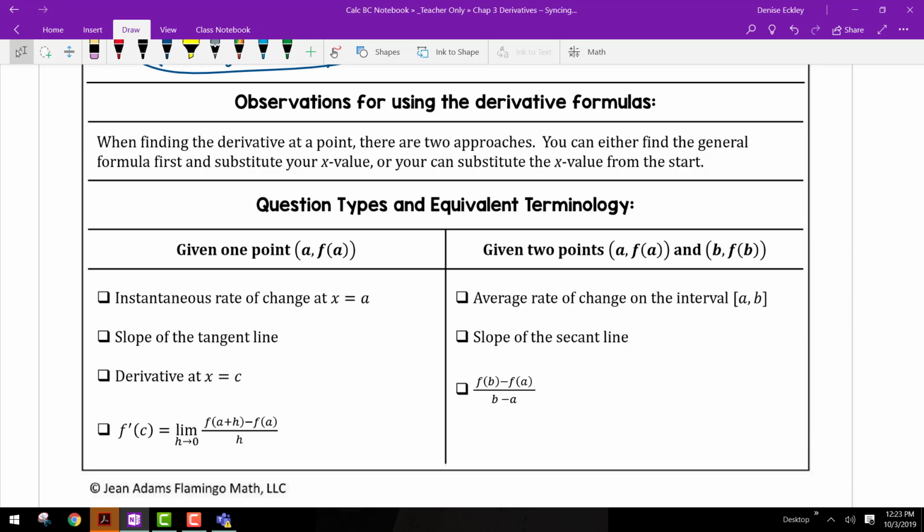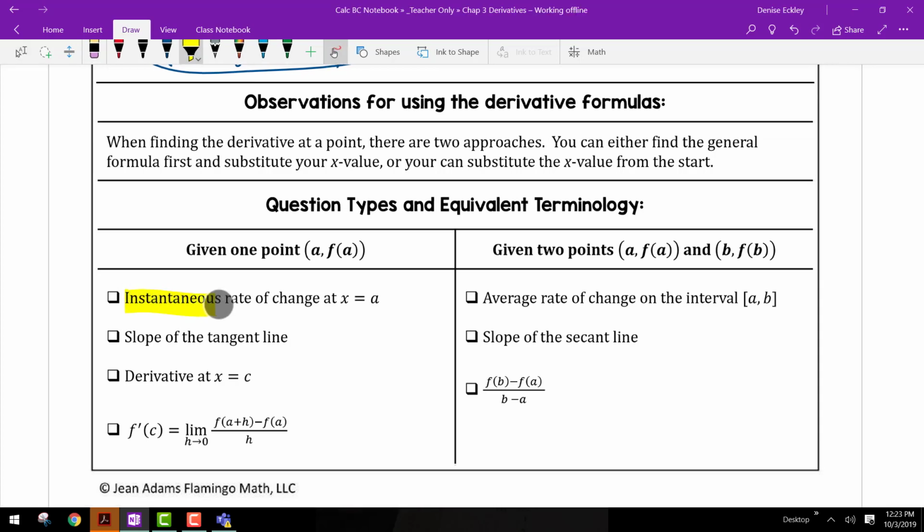So, some things to keep in mind: if you're given one point and you're looking for the derivative, you're finding the instantaneous rate of change at that specific point. It's also the slope of the tangent line. The slope of the tangent line is also the derivative at that point, and it can be found by using the difference quotient.